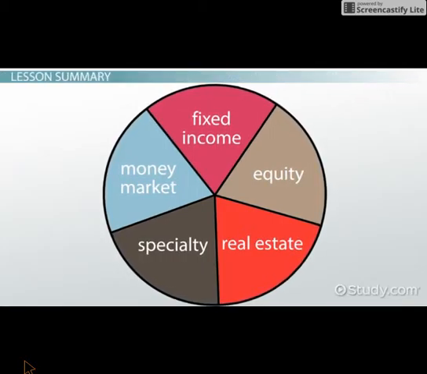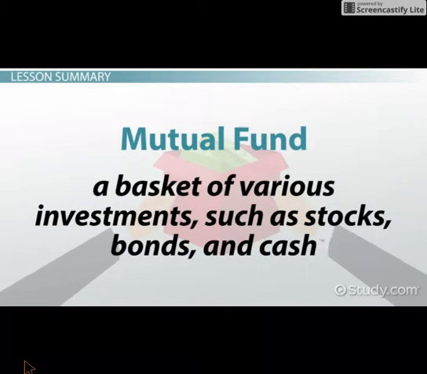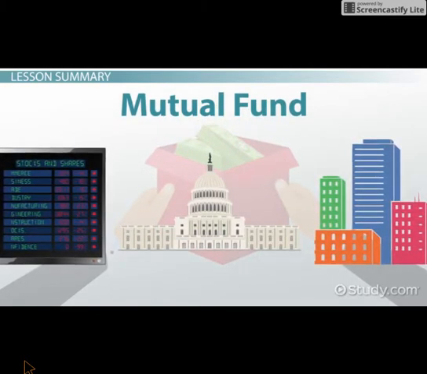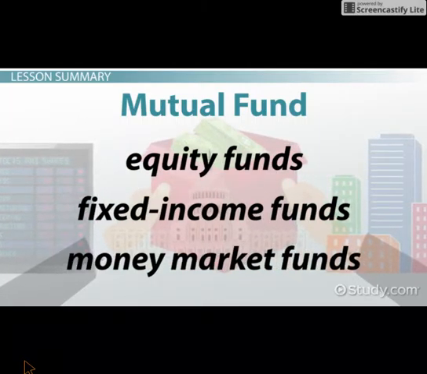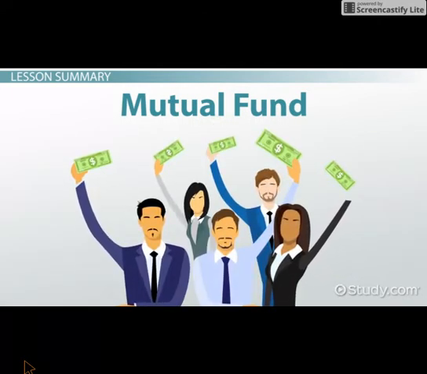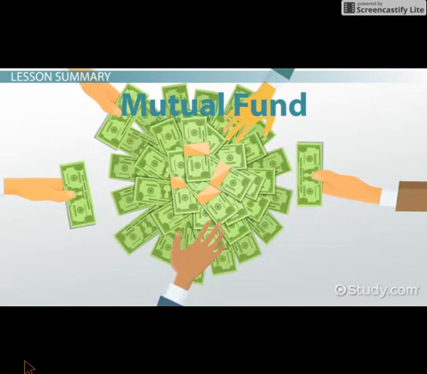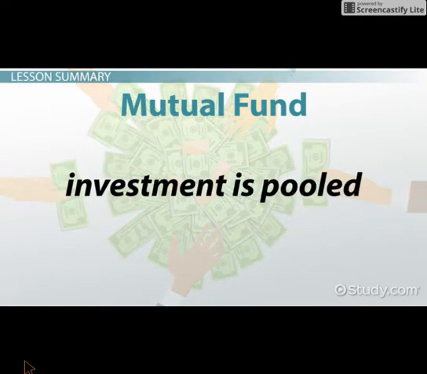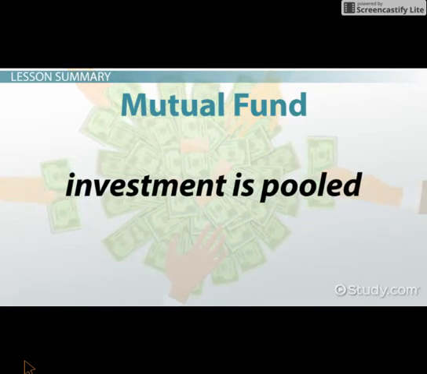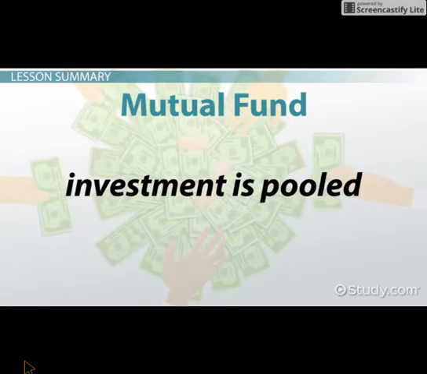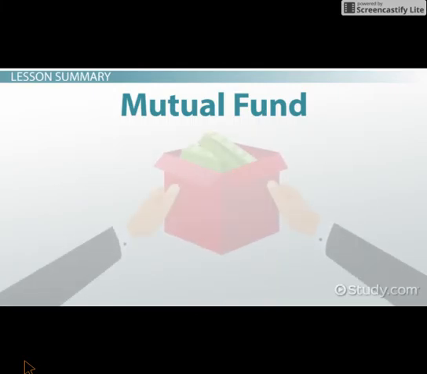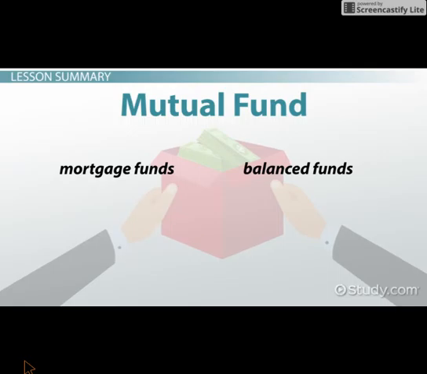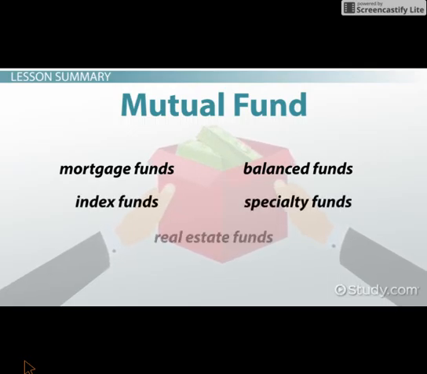Balanced funds typically combine money markets, fixed income, and equity, and occasionally add specialty or real estate to take a balanced approach. A mutual fund is a basket of various investments, such as stocks, bonds, and cash. There are 3 main types of mutual funds: equity funds, fixed income funds, and money market funds. Each of these types has a different risk level associated with it. There are 2 main advantages to mutual funds. Advantages include the fact that your investment is pooled with other investors, and together your investments can purchase a diversified set of stocks or bonds. Secondly, you typically get professional management. Other types of mutual funds include mortgage funds, balanced funds, index funds, specialty funds, and real estate funds.